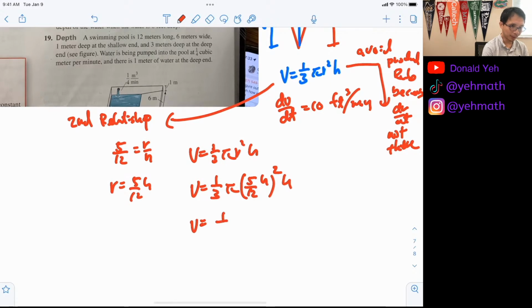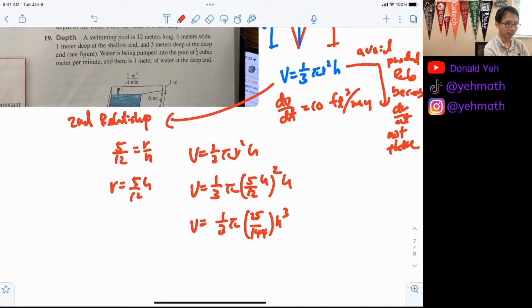So V equal to 1/3 pi. You need to learn how to work the math. So it'll be 25/144 h to the third. Why? h squared times h is going to be h to the third.